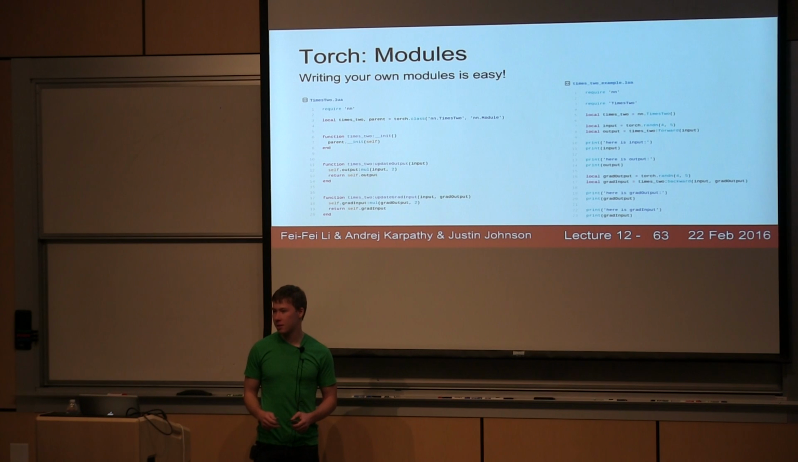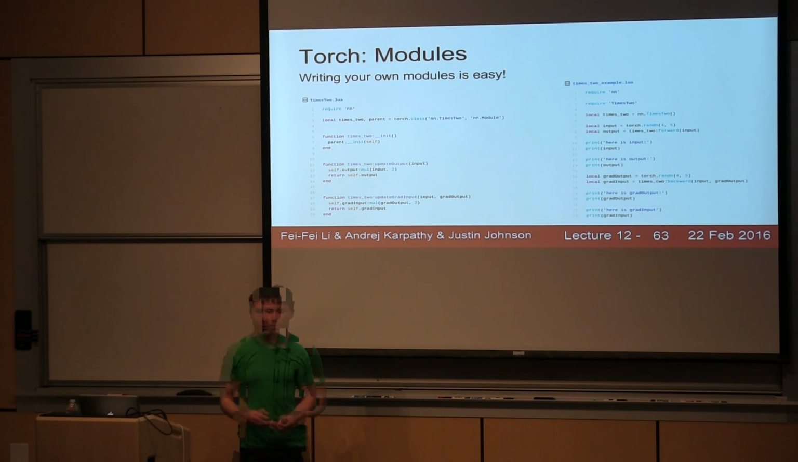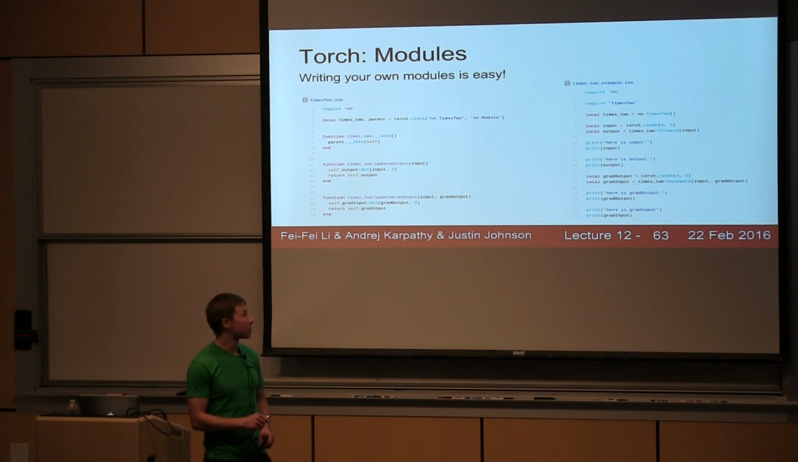But when these existing modules aren't good enough, it's actually very easy to write your own. Because you can just implement these things using the Tensor API and just implement the forward and backward, it's not much harder than implementing layers on the homeworks. So here's just a small example. This is a stupid module that just takes its input and multiplies it by 2. And you can see we implement the update output and the update grad input. And now we've implemented a new layer in Torch in just 20 lines of code.